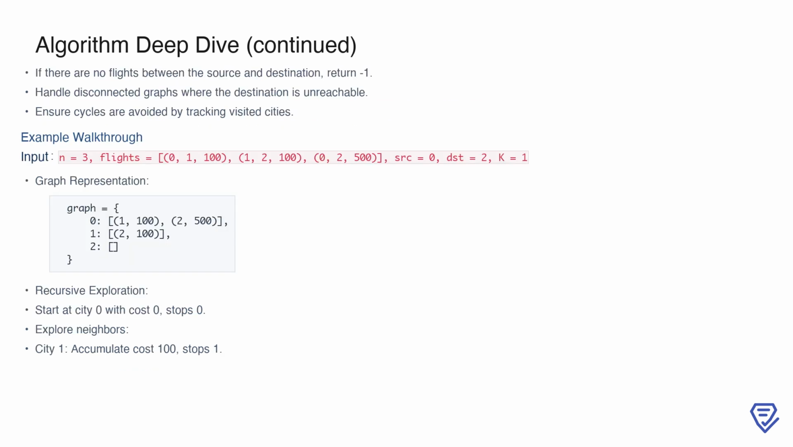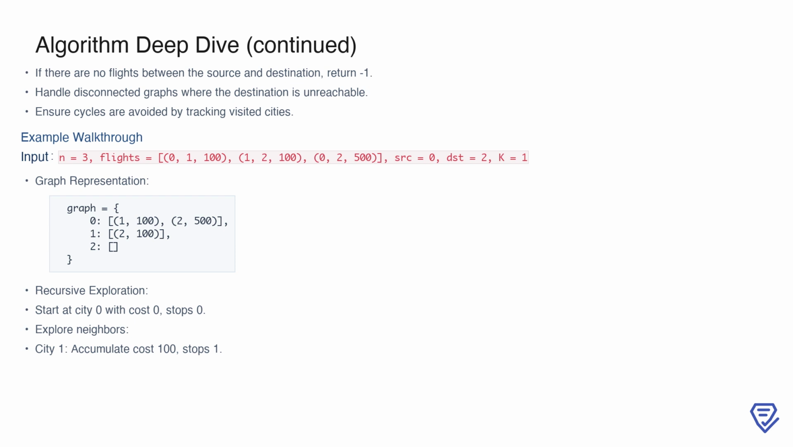Edge cases must also be handled carefully. If no flights exist between the source and destination, we return -1. Similarly, for disconnected graphs where the destination is unreachable, the algorithm ensures that -1 is returned. To prevent cycles, we track visited cities and avoid revisiting them within the same path.